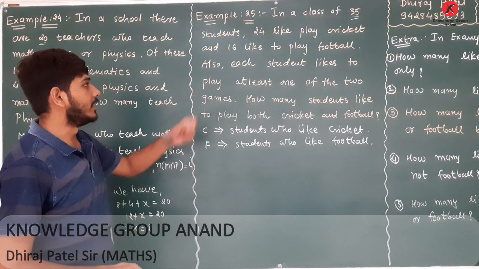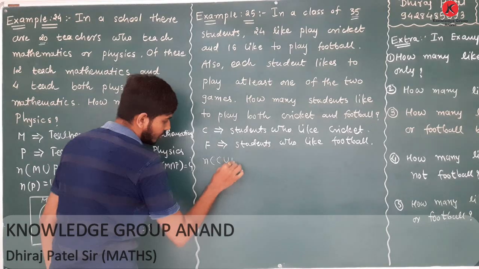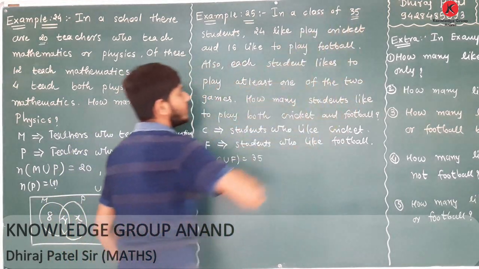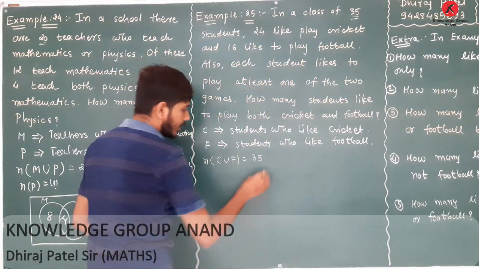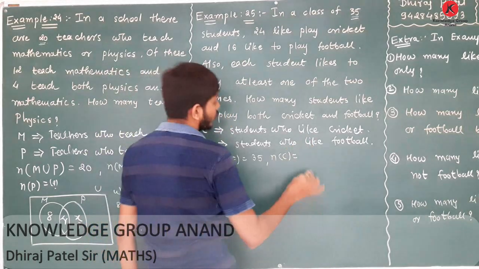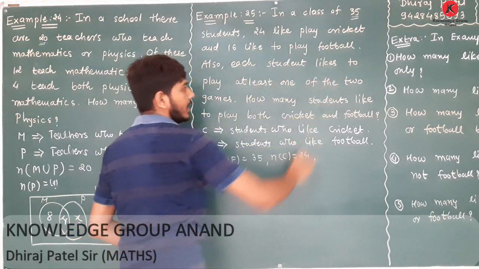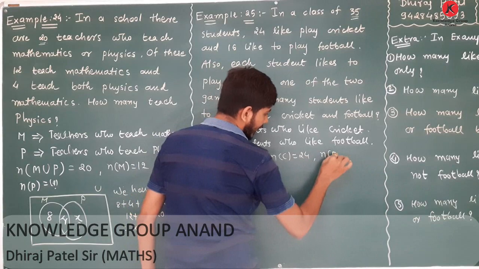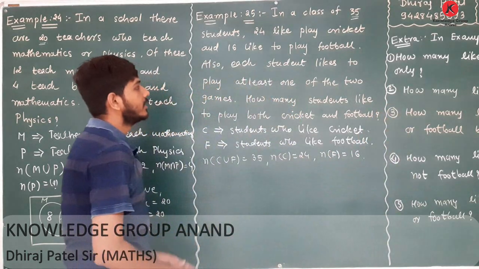Now the given data, write down the given data. We know that the number of C union F equals 35. It is given that 35. Now 24 like to play cricket. Therefore, number of elements in cricket, C, equals 24. Next one. 16 like to play football. Therefore, number of elements in football, F, equals 16.